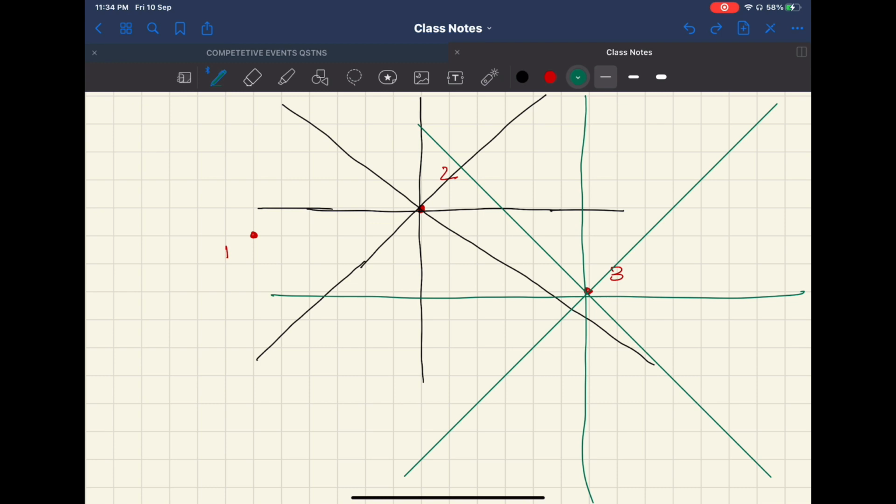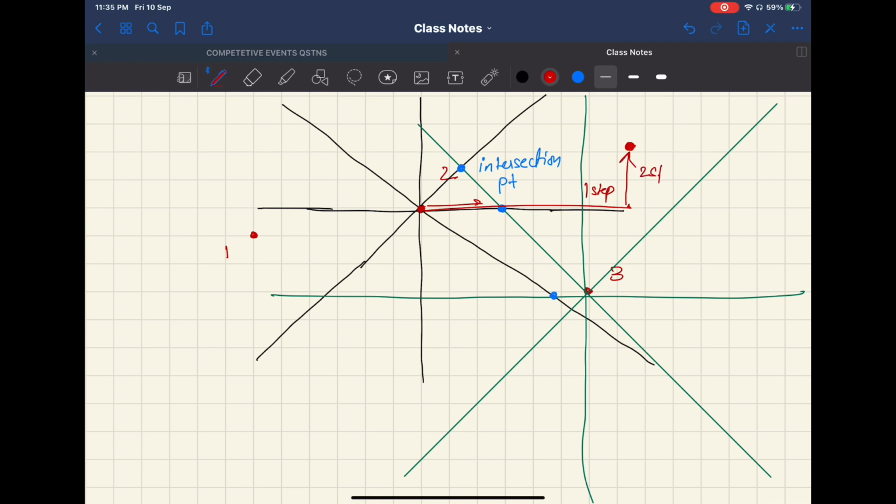So let's take the merge point of the lines passing through 2 and 3, the intersection. Let it be point A. From moving 2 to that point, we will need one step, and moving 3 also, we will need one step. So overall movement would require 1 plus 1, and for point number 1, we will need 2 steps.